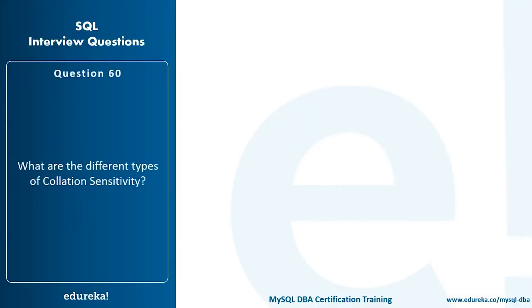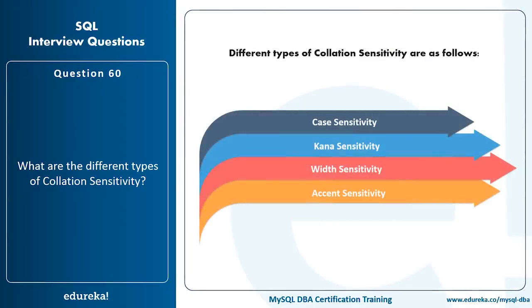Now let's move forward with the next question. What are the different types of collation sensitivity? The different types of collation sensitivity are case sensitivity, kana sensitivity, width sensitivity, and accent sensitivity. So guys, these are the 4 main types of sensitivities of collation.